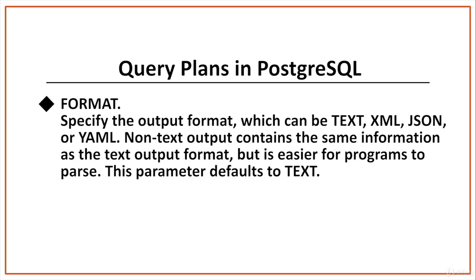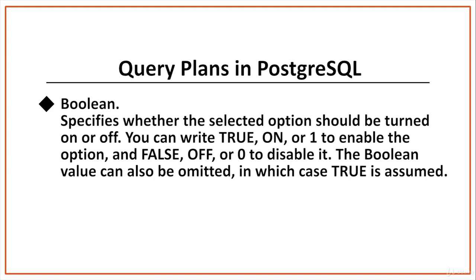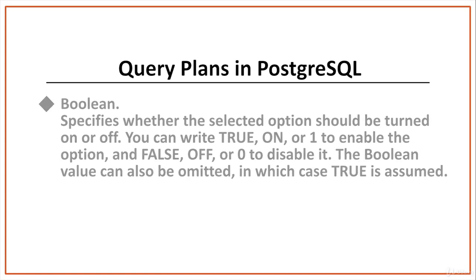FORMAT. Specify the output format, which can be TEXT, XML, JSON, or YAML. Non-text output contains the same information as the text output format, but is easier for programs to parse. This parameter defaults to TEXT. boolean. Specifies whether the selected option should be turned on or off. You can write TRUE, ON, or 1 to enable the option, and FALSE, OFF, or 0 to disable it. The boolean value can also be omitted, in which case TRUE is assumed.